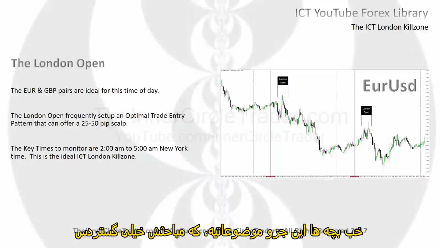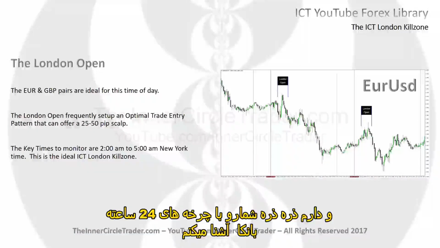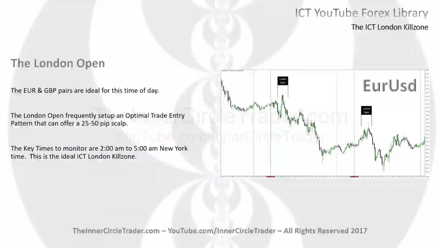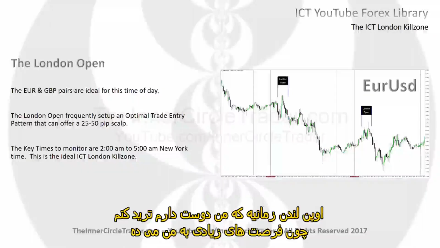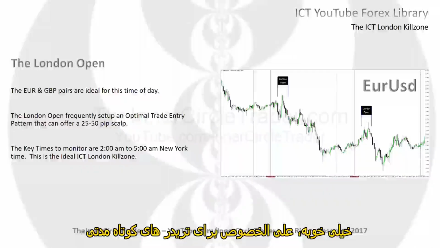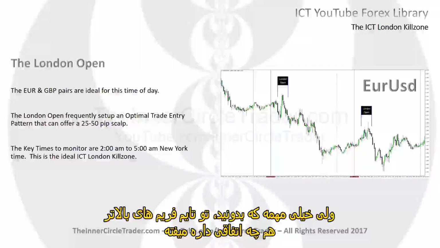Okay, folks, this is one of those topics where it's a very vast subject, so I'm introducing you slowly into one of the most important time frames of the 24-hour banking cycle. The London Open is typically a time where I like to trade because it gives me a lot of opportunities, and its magnitude is a lot more favorable for a short-term trader. It comes with a great deal of responsibility in terms of knowing what the higher time frames are doing.